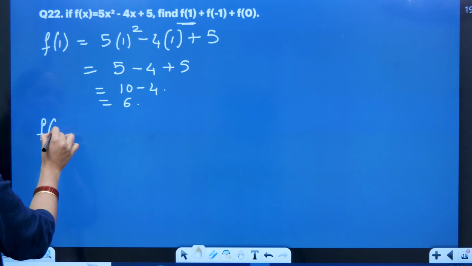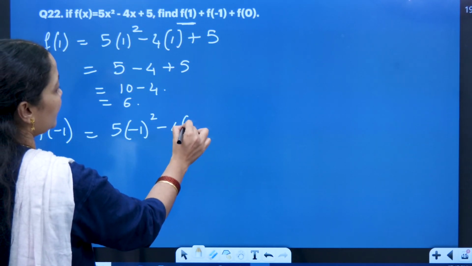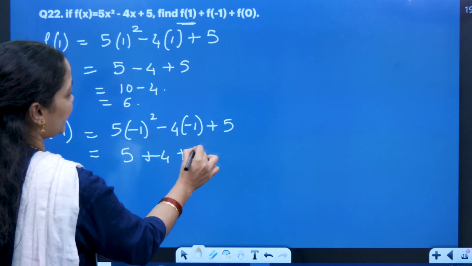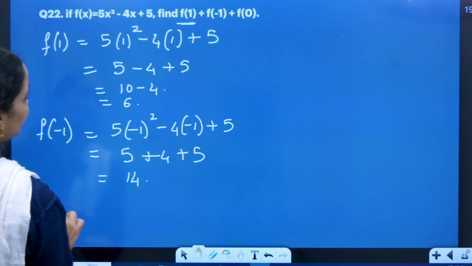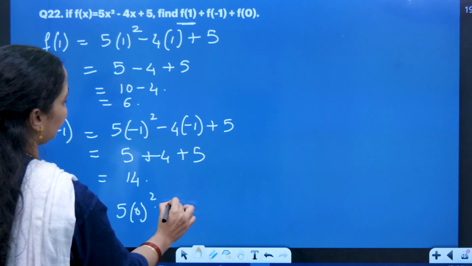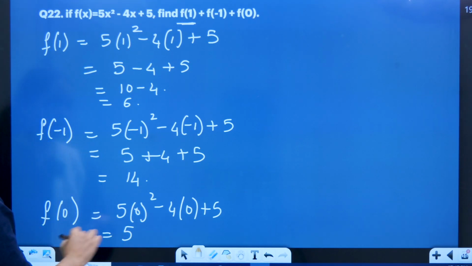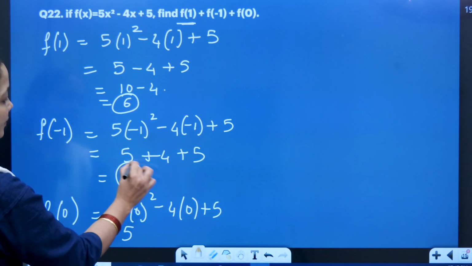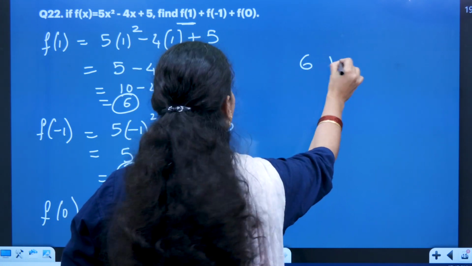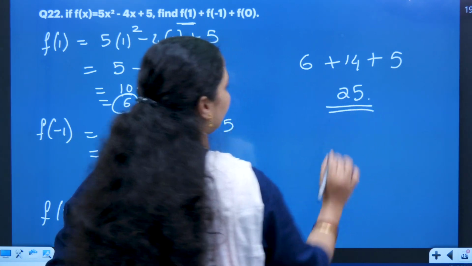Now I'll go for f of negative 1. That is 5 into negative 1 whole square, minus 4 into negative 1 plus 5. 5 plus 4 plus 5, that is 14. Now I'll go for f of 0. f of 0 will be 5 into 0 square minus 4 into 0 plus 5. My answer will be 5. Now take these three particular values and add them because they are added here. So I have to take 6 plus 14 plus 5, which is 25 will be my final answer.